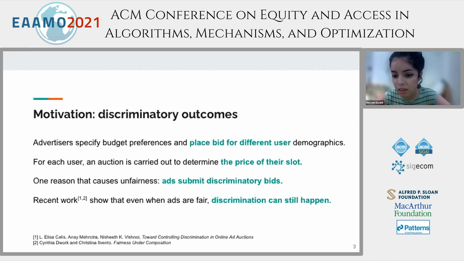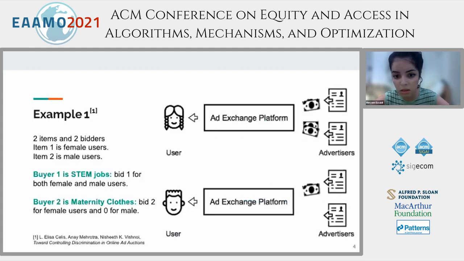And one obvious reason that could cause unfairness is if ads are discriminatory. For example, if an ad values two users equally but places different bids, that's obviously going to lead to a discriminatory outcome. But recent work shows that even when ads are fair, discrimination can still happen. Even when advertisers individually place equal bids on users that they value equally, the allocation can still be unequal and it could still lead to discrimination. We're going to illustrate this with an example next.